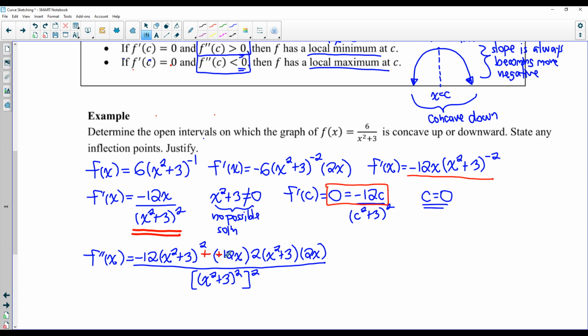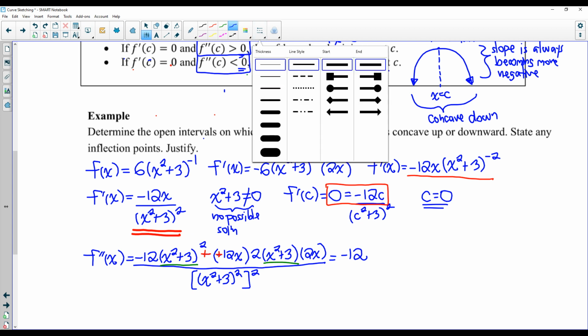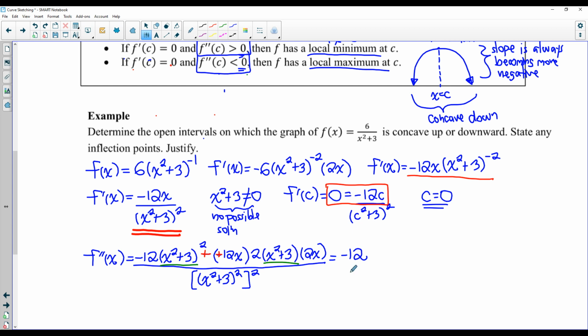Okay, now there's a few things I'm going to try to factor out. So let's try to factor out the biggest coefficient I can pull out. The biggest thing I can pull out of this first term is a negative 12. Okay, so I'll pull that out. Now I also have this x squared plus 3 factor, so I can pull out an x squared plus 3 just to the power of 1.